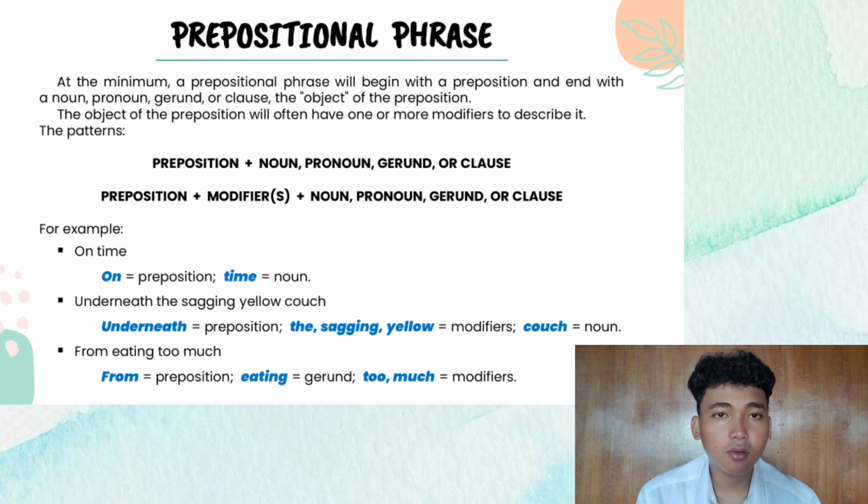For example, "on time": on is the preposition, time is the noun. "Underneath the sagging yellow couch": underneath is the preposition, the sagging yellow are modifiers, and couch is the noun. "From eating too much": from is the preposition, eating is the gerund, too much are modifiers.